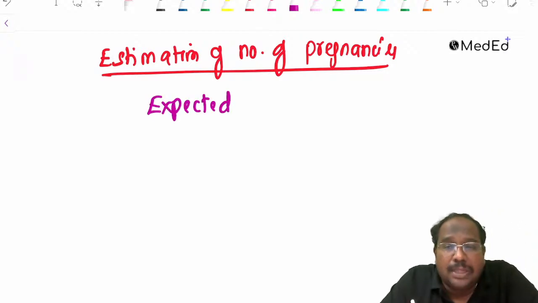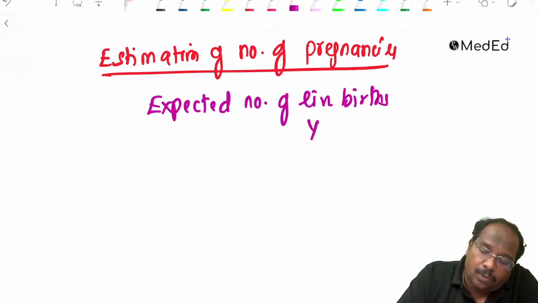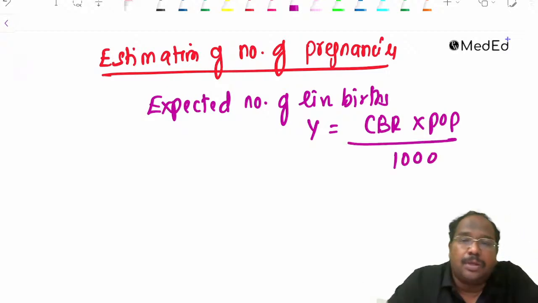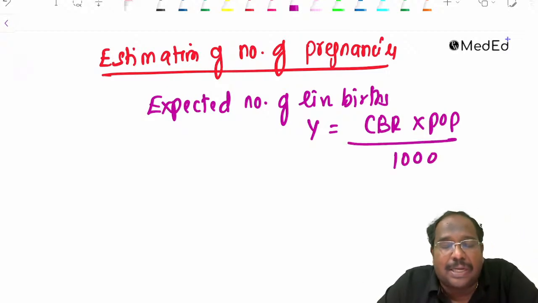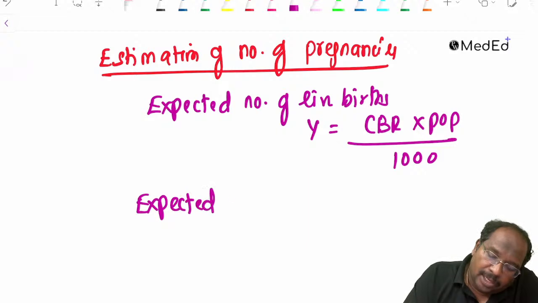This formula we are going to write in 2 components. Expected number of live births: Y is equal to crude birth rate multiplied by population divided by 1,000. This is the first step, the expected number of live births. Second step is expected number of pregnancies.